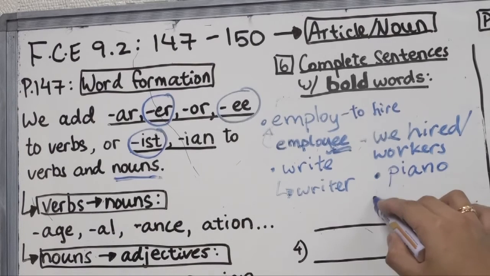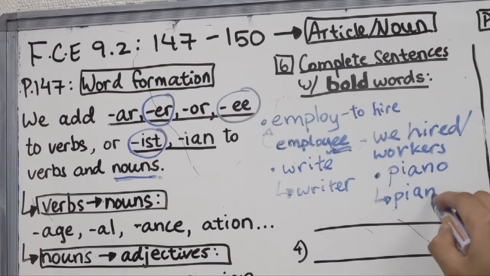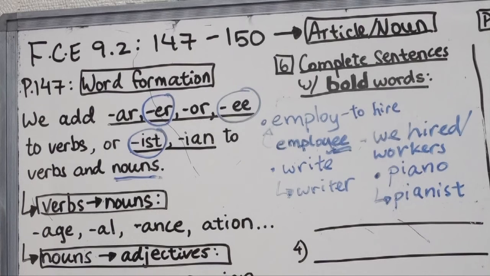Right, we will call them pianists, okay? Pianist. A pianist. Alright? So why do we make these kinds of words? These words in English are quite new, but why do we write them like that? Why do we have to add another word?